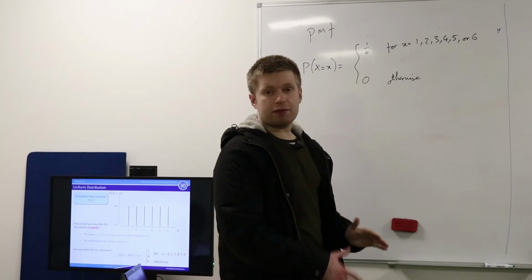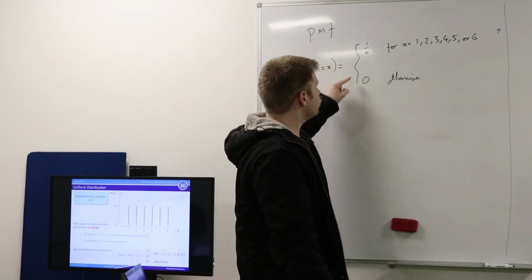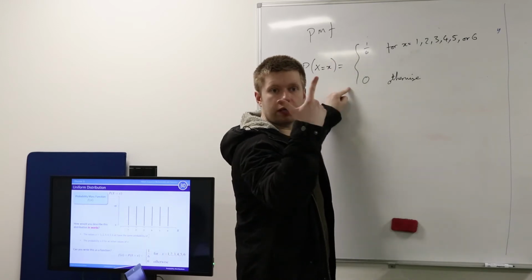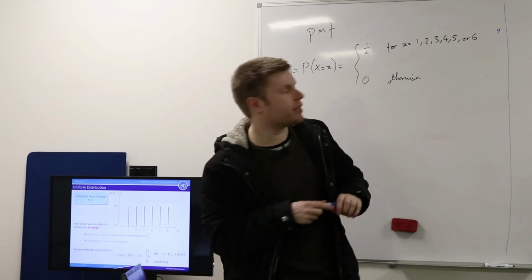Now, in actual fact, you can have as many pieces as you want to this function. In this case, I've just got 2. It can either be a sixth or 0. There's only two probabilities that can happen. So we call this a piecewise function.